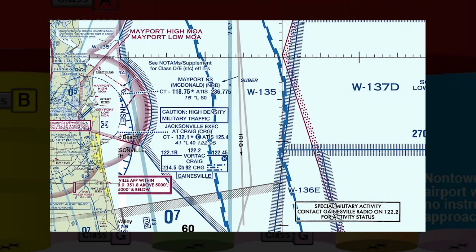Warning areas exist to warn non-participating pilots of the potential danger. The airspace is designated with a W followed by a number. In here, you see W137 Delta.